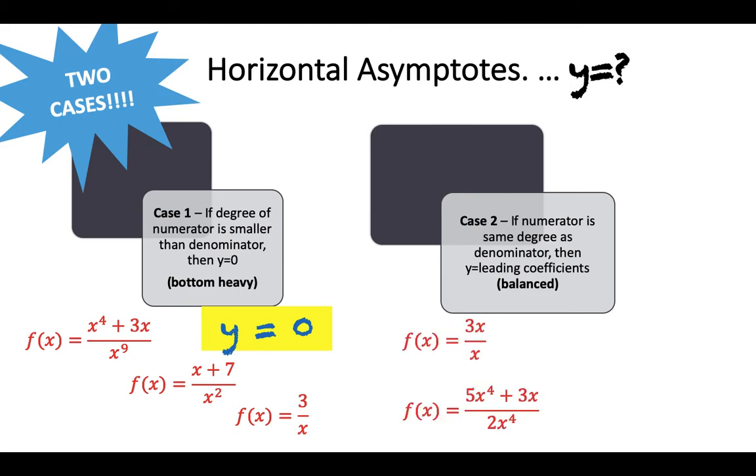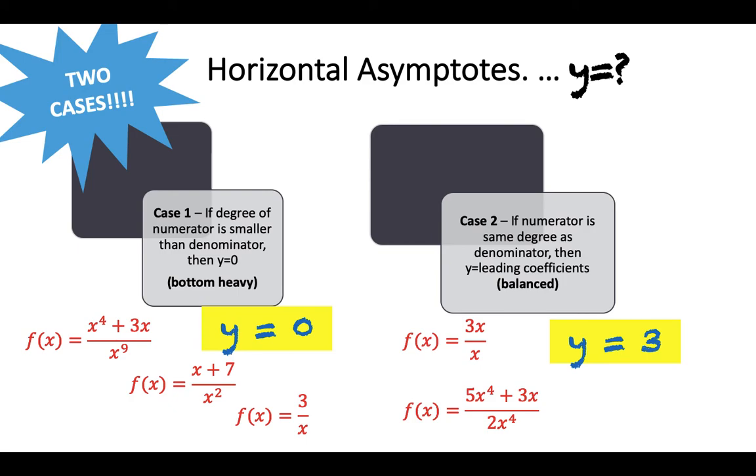So in this case, the top one, we have an x to the first in the numerator and an x to the first in the denominator. So we look at the coefficients on the x. The coefficient of the x in the numerator is 3. The coefficient of the x in the denominator is 1. So the asymptote for the top one is going to be y is equal to 3 over 1, or 3.